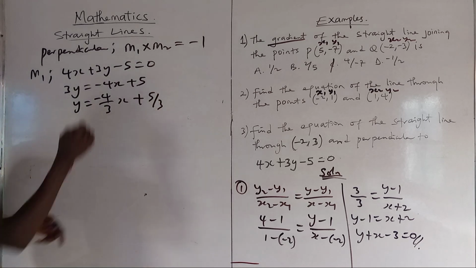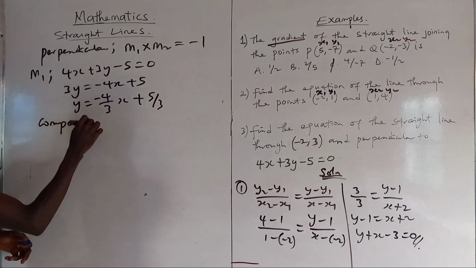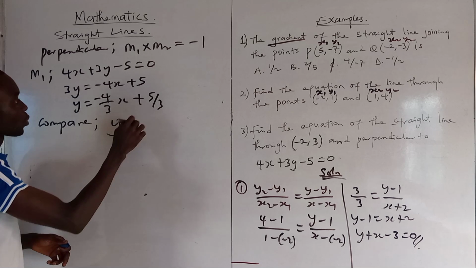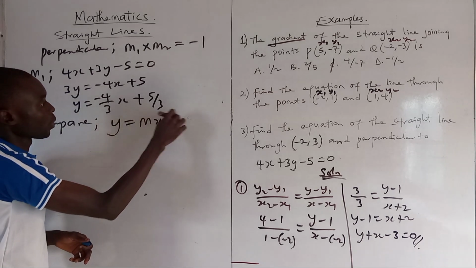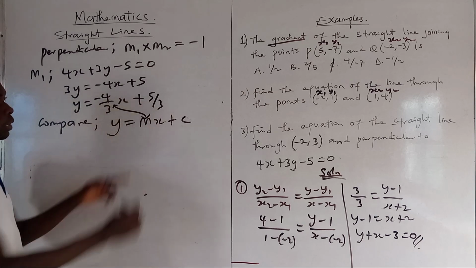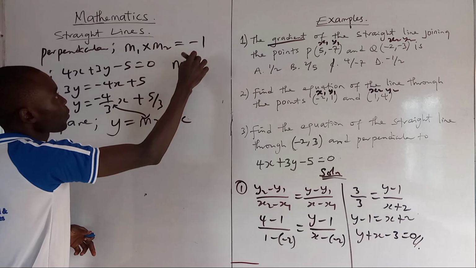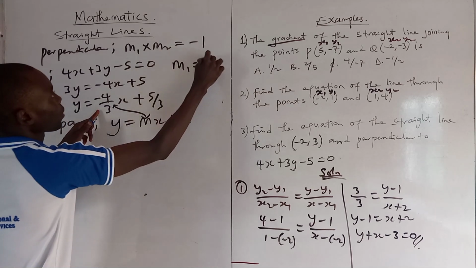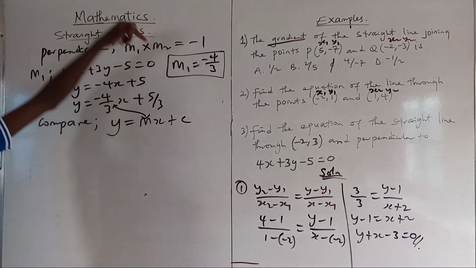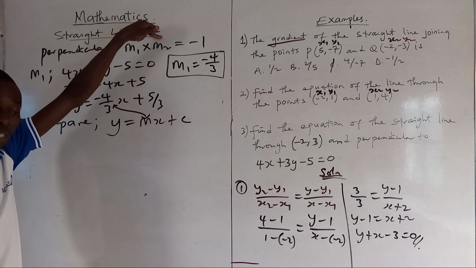So if you compare it with the equation of slope-intercept form, it's going to be y is equal to mx plus c. So that means this m is the slope of the first line. So we can keep that here. M1 is minus 4 over 3. That's the first one. So that means we are looking for the other slope, which is also known as gradient.